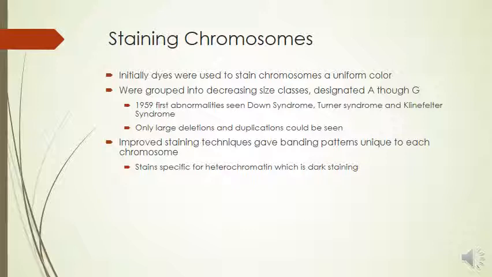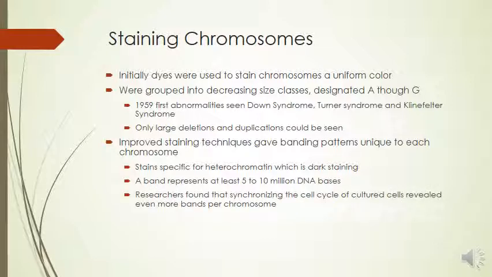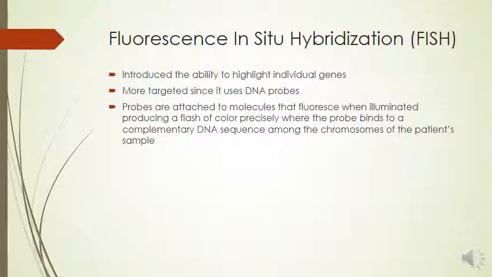These stains are specific for heterochromatin, which is dark staining, and a band represents at least 5 to 10 million DNA bases. Researchers also found that by synchronizing the cell cycle of cultured cells, they can reveal even more bands per chromosome. Fluorescence in situ hybridization, FISH, was introduced, and with this we had the ability to highlight individual genes.